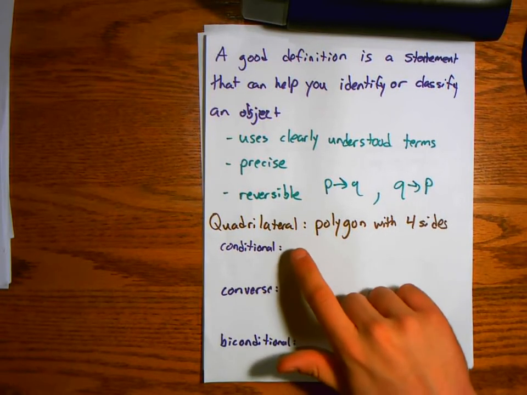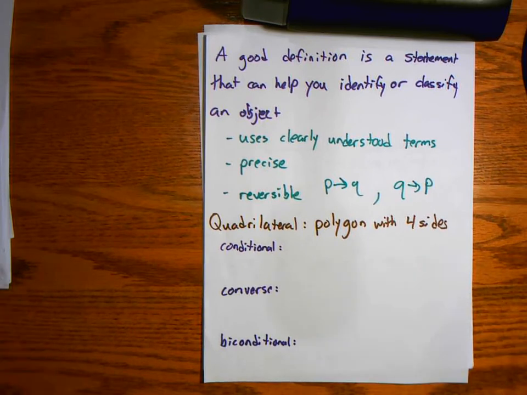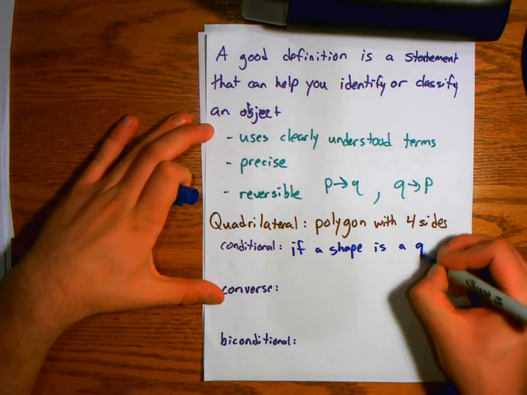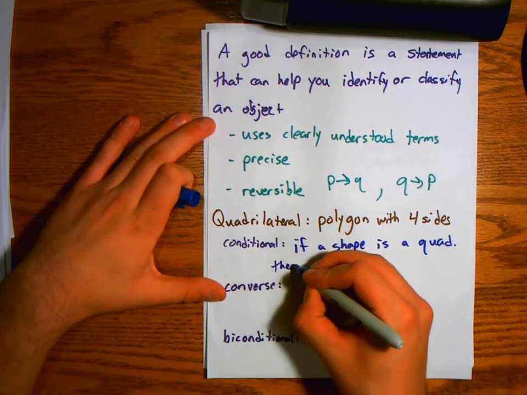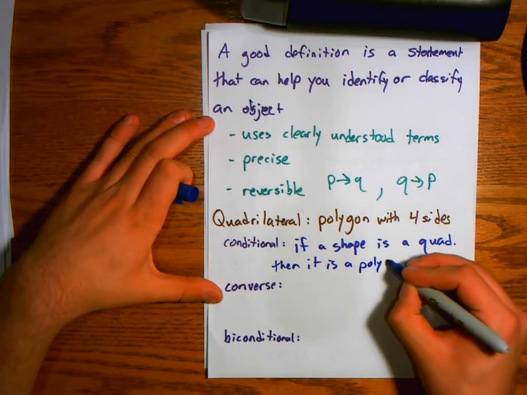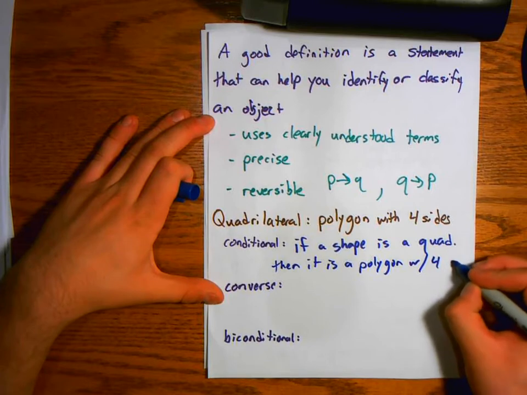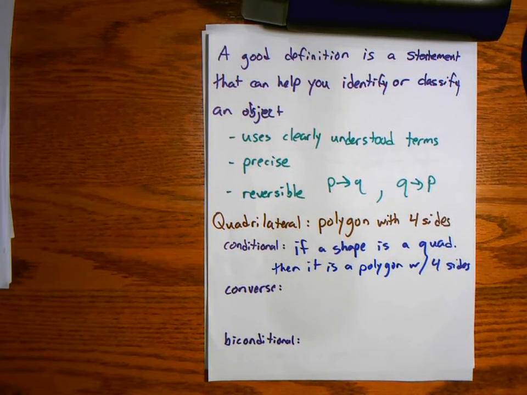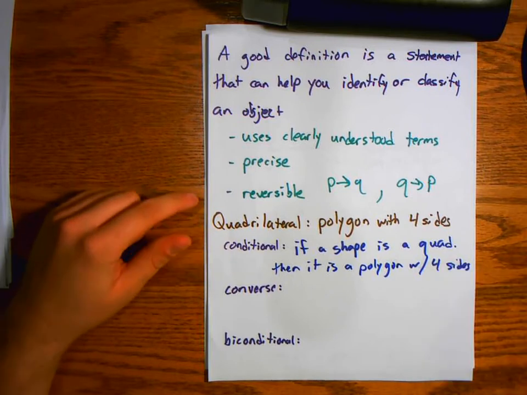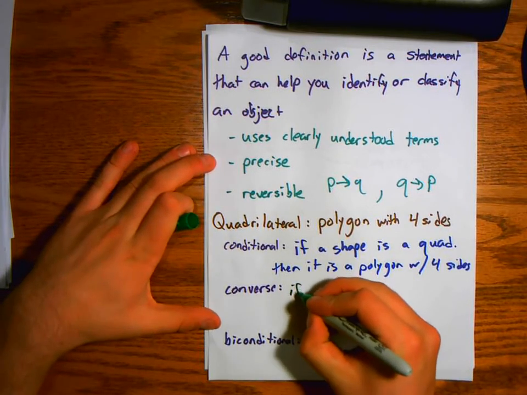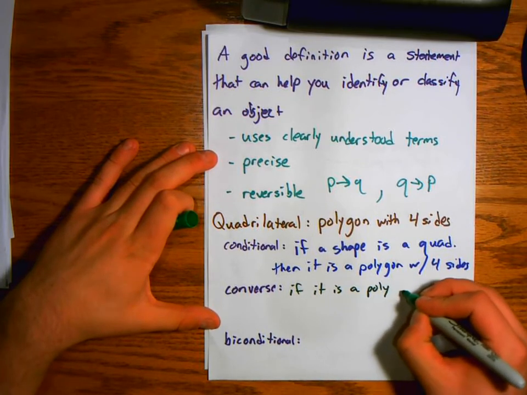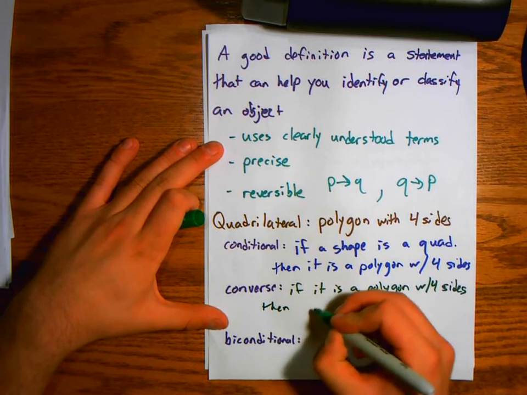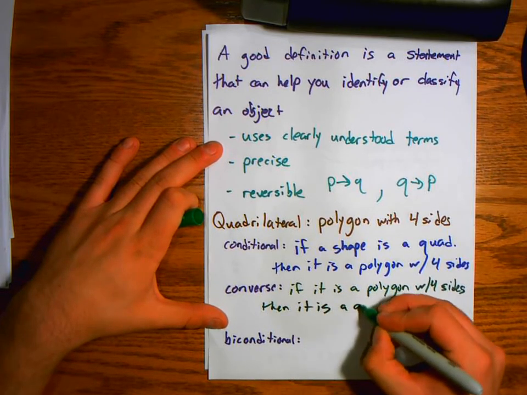So if we take a quadrilateral definition, which is a polygon with 4 sides, the conditional statement of this definition is: if a shape is a quadrilateral, then it is a polygon with 4 sides. So the conditional statement is if P then Q. Its converse is basically what you see in a conditional, but flipping your if and then. So if it is a polygon with 4 sides, then it is a quadrilateral.